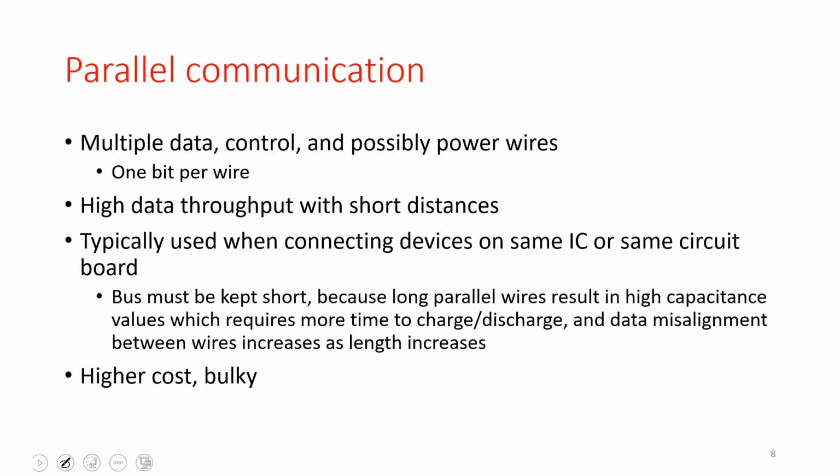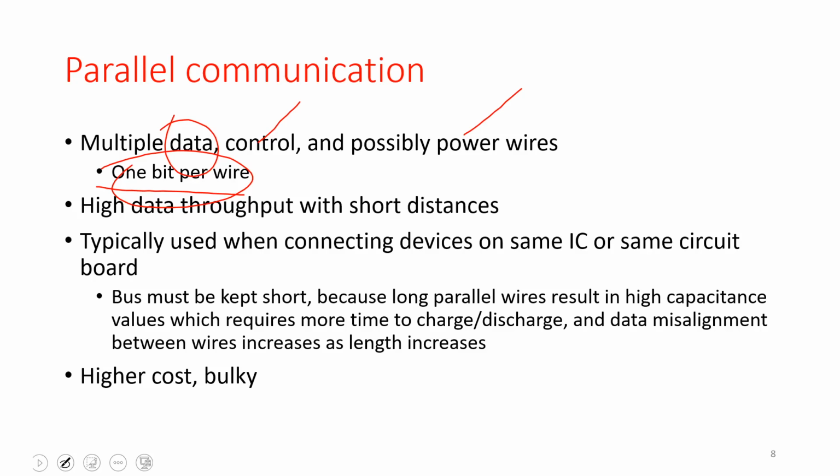In addition to the data wires, we may also have some additional wires such as control wires and sometimes even power wires and so on. But the main idea is there would be 1 bit per wire. So we would have that number of data wires, but in addition to that, we may have a few other types of wires as well in a parallel communication.